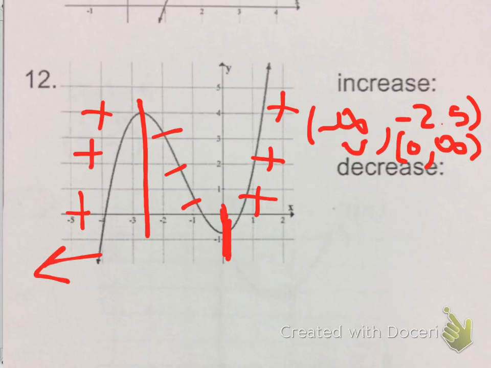Then we'll just do our interval of decrease, which was in between. Because I used negative 2.5 up there, I'm going to use that same value down here. I start at negative 2.5, and I stop at 0 for my interval of decrease, where my slope is negative.